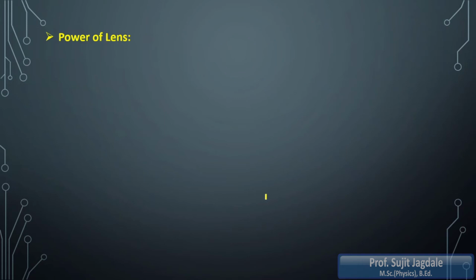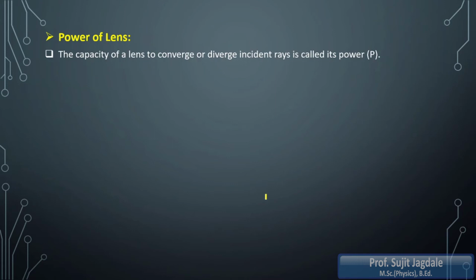How much ability does it have? Is it easily magnifying, or does it have to take some effort to magnify, or is it magnifying rarely? Whatever the ability of the lens to magnify the image, that is referred to as power. Therefore, the capacity of a lens to converge or diverge incident rays is called its power. How easily that lens is converging or diverging the incident rays is referred to as power.